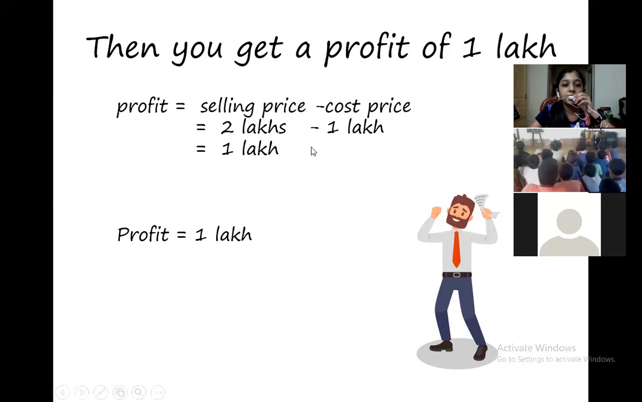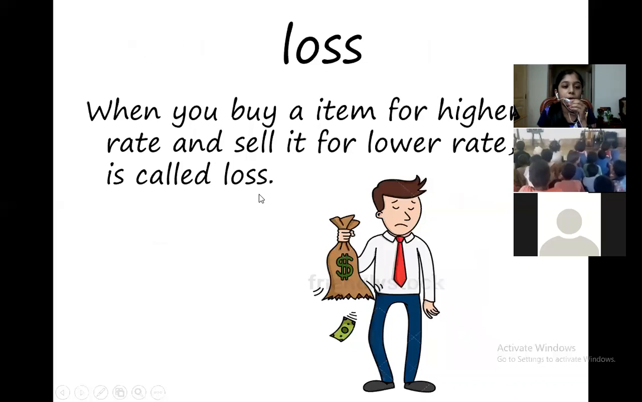So profit is equal to selling price minus cost price. So here the selling price is the price at which you sold, that is 2 lakhs. And the cost price is the price at which you got that item, that is 1 lakh. So you get a profit, right? So to find the profit, just subtract cost price from selling price. 2 lakhs minus 1 lakh. So you get 1 lakh of profit. Okay? Understood? So now let us learn about loss.